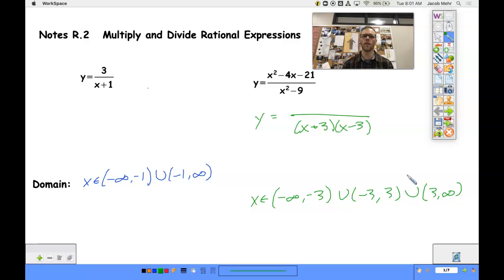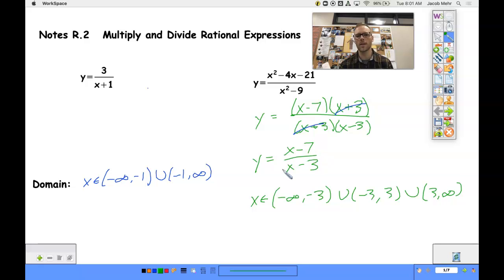But you know what? Since we are factoring the denominator, let's factor the numerator while we're at it. That factors to be x minus 7, x plus 3. Now, what do you notice here? Well, I notice there's an x plus 3 in the numerator and denominator, and they're products in the numerator, product in the denominator, so these cancel. So this would actually simplify to be y equals x minus 7 over x minus 3.